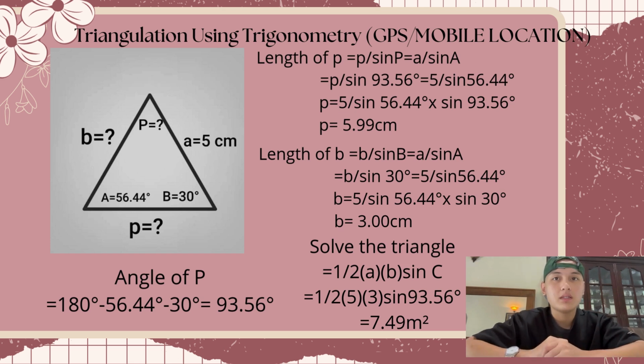And then the last step is to find the area of the triangle, and the formula is 1 over 2 times A times B times sin C. And then insert all the numbers. It will be 1 over 2 times 5 times 3 times sin 93.56, and then the result is about 7.949 meter square. And then that's all for the calculation.